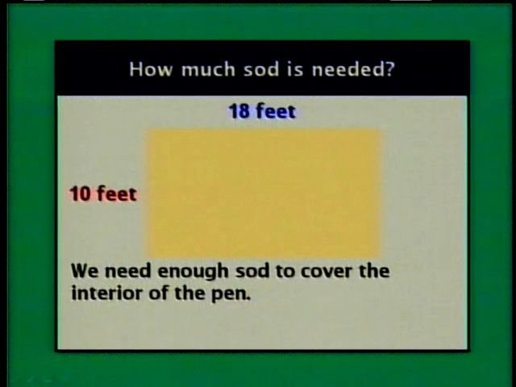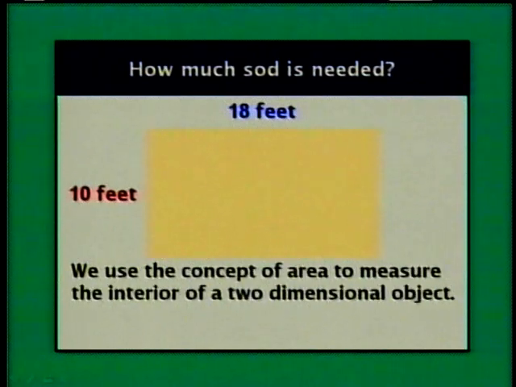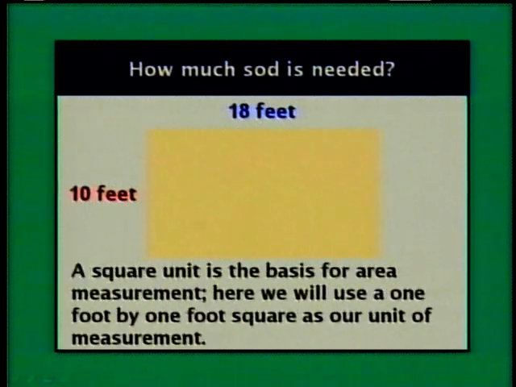Now let's talk about the sod question. Notice that there is no border around the pen now. That's because what we are focusing on now is the interior of the pen. How much sod do we need to cover the interior of the pen? We use the concept of area to measure the interior of a two-dimensional object. A square unit is the basis for area measurement. Here, we will use a 1-foot by 1-foot square as our unit of measurement. I'm choosing to use a 1-foot by 1-foot square because the dimensions of the rectangle have been stated in feet.